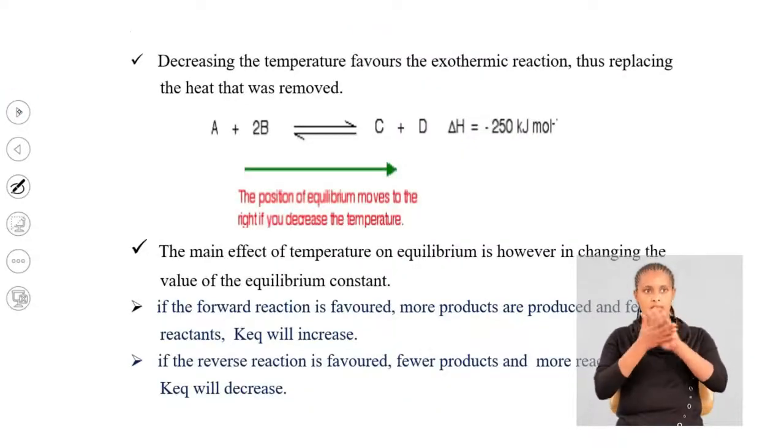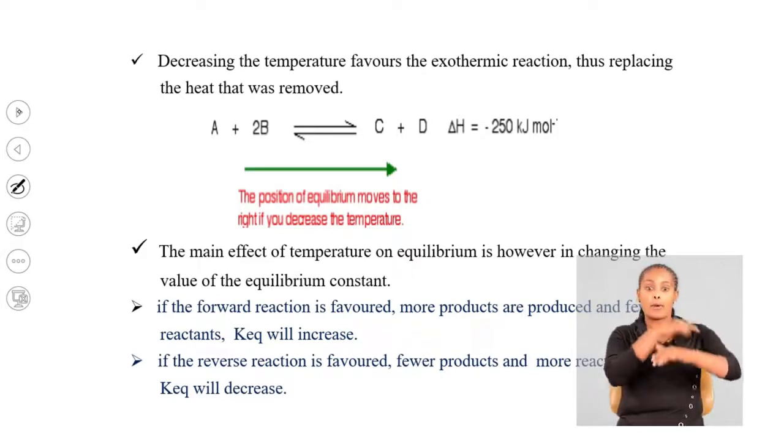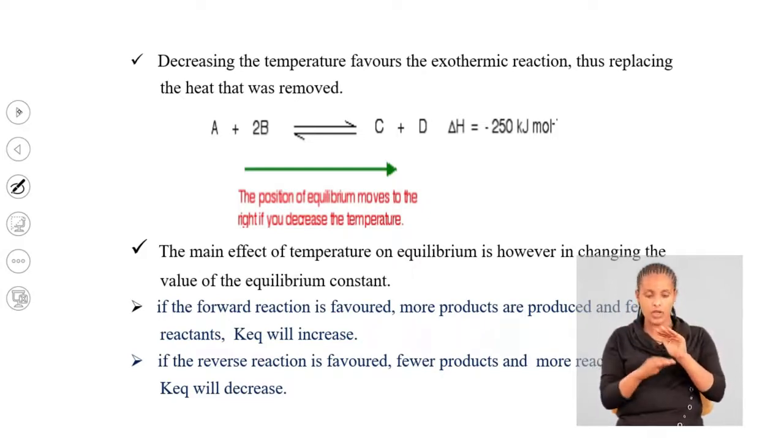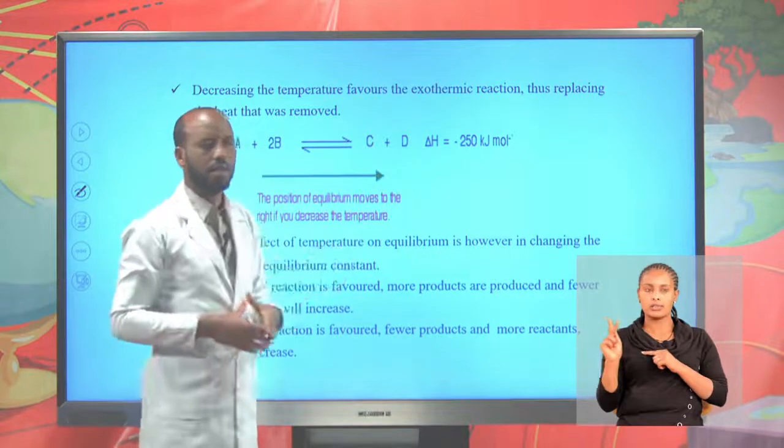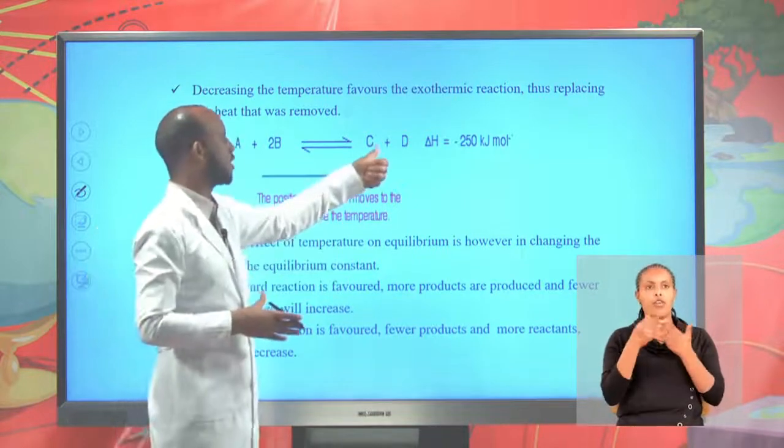Decreasing the temperature favors the exothermic reaction. For an exothermic reaction, when temperature decreases, equilibrium shifts to the exothermic direction, to the product direction. Therefore, formation of products is favored.